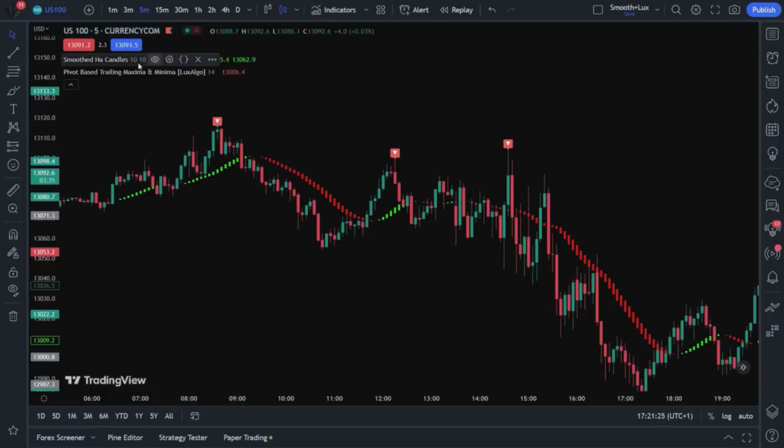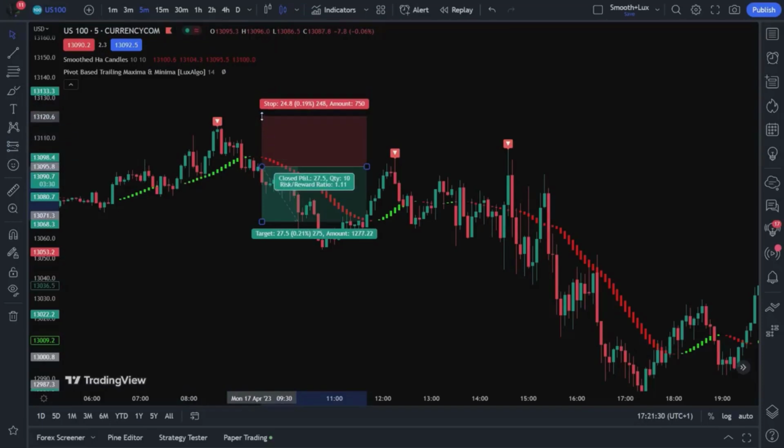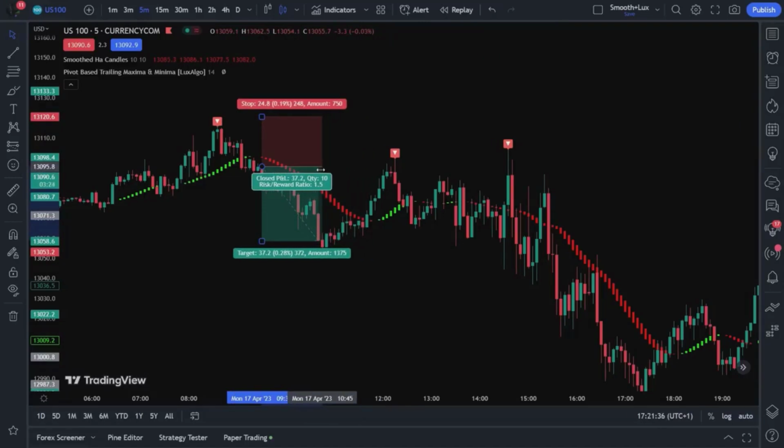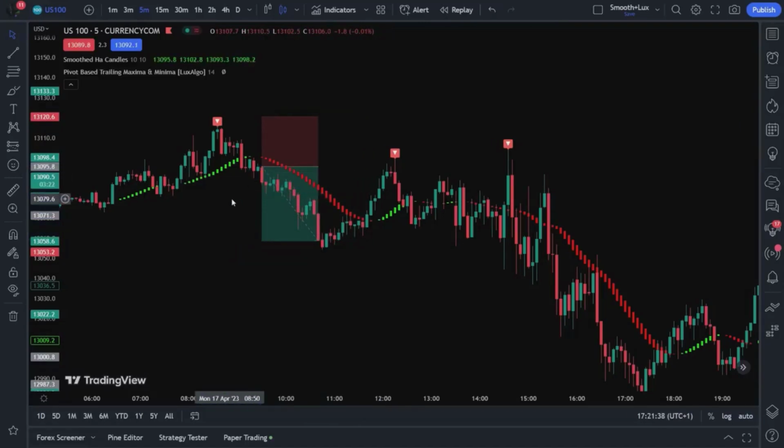So let's take a trade here. We set our stop loss at the recent pivot, and we are targeting a risk to reward of 1 to 1.5. Now that we have run through the strategy and how it works, I am going to backtest this and see what results we will get.